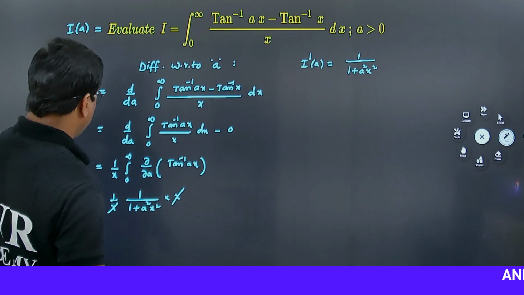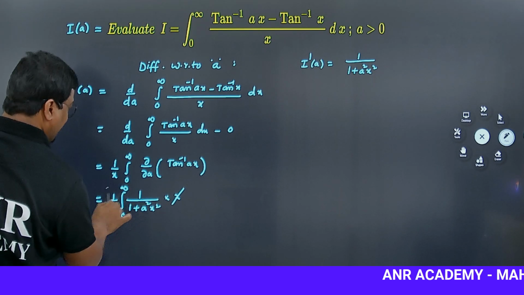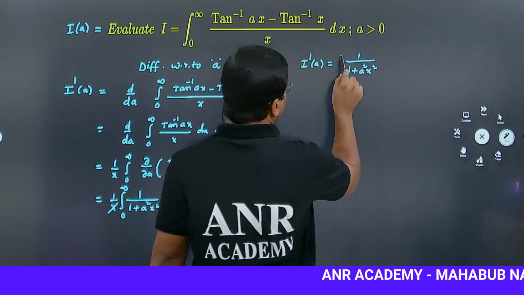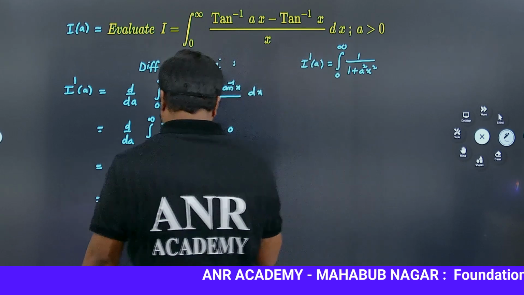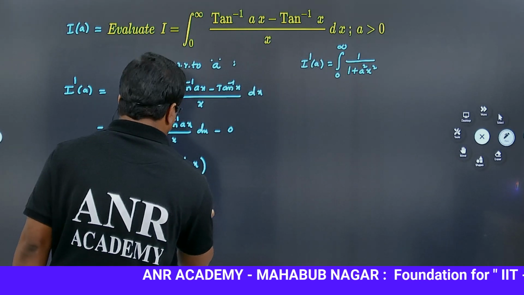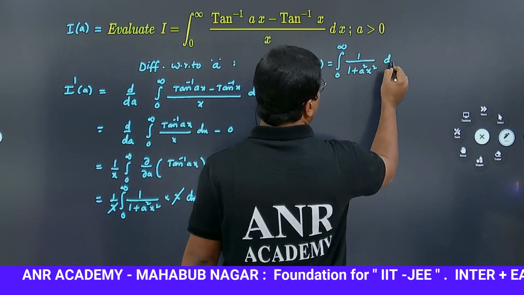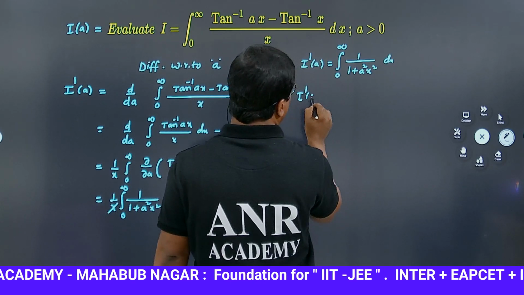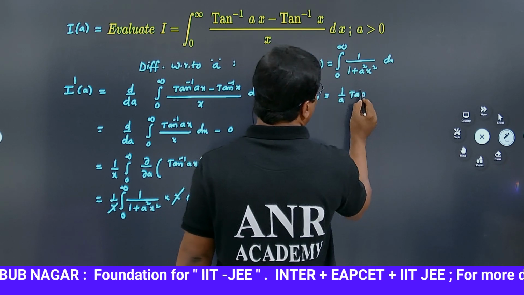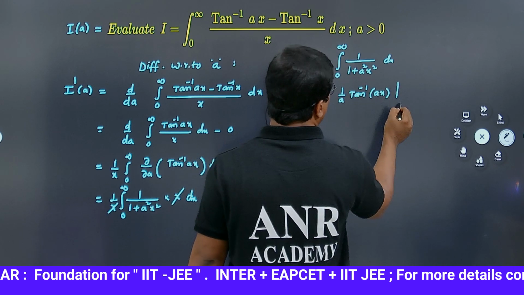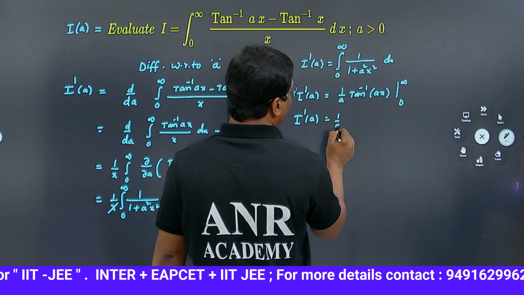Actually, here you have to mention the integral 0 to infinity symbol, right? Yes, integral 0 to infinity, I forgot, and this is dx, okay. Now I dash of a is 1 by a tan inverse of ax, limits 0 to infinity.